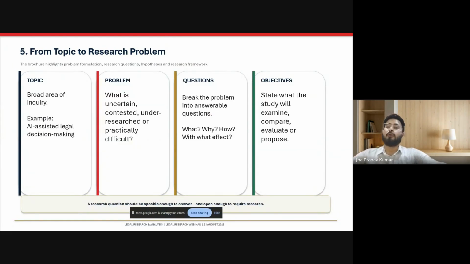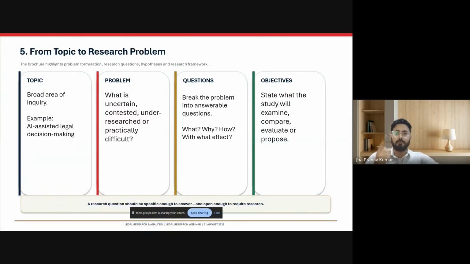Then, from topic to research problem. Now that I presume you have chosen the topic, you have to approach the research problem. What is the difficulty? There are three to four important aspects which any research for that matter includes, be it legal research or any traditional research.